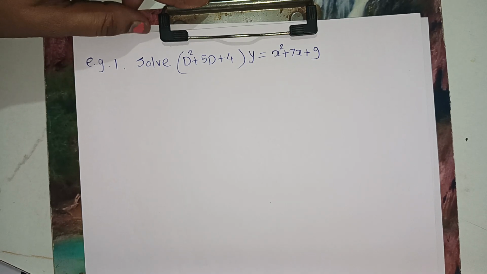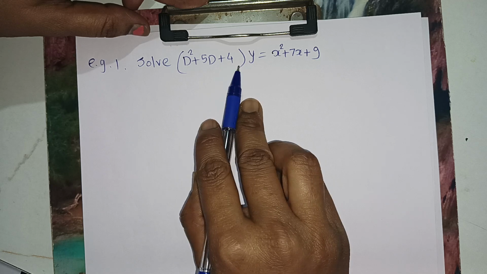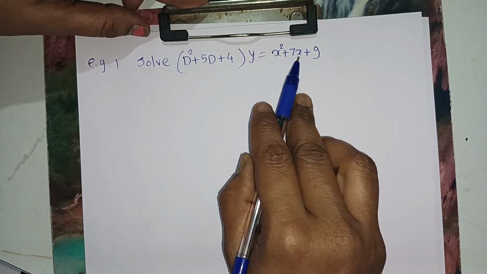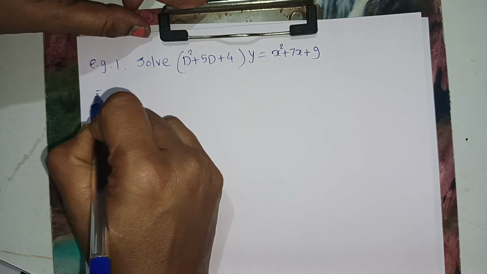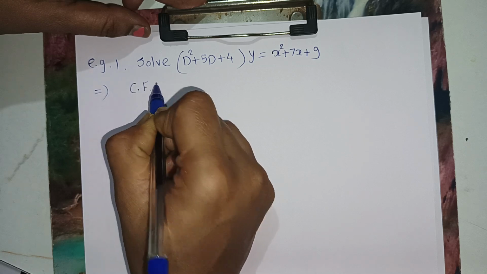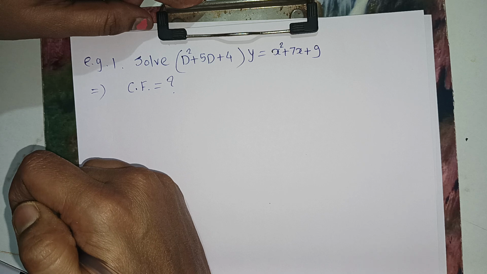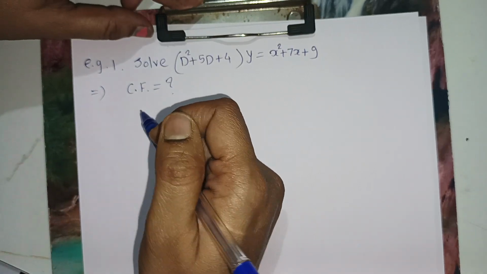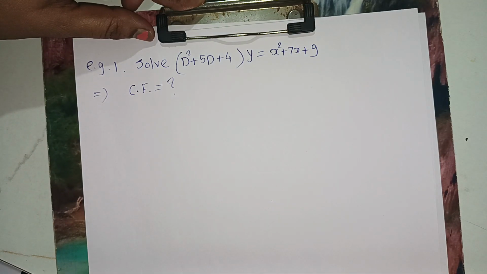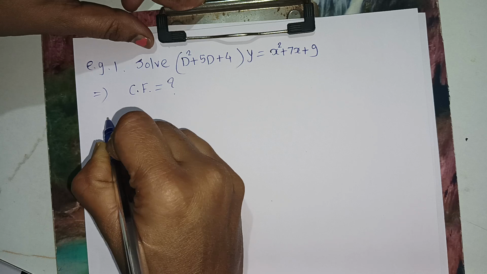Consider this example: d square plus 5d plus 4 times y is equal to x square plus 7x plus 9. Now all of you can find CF. If you don't know how to find CF, then go to our channel and see the video of complementary function, the first video of LDE. There you will get CF.